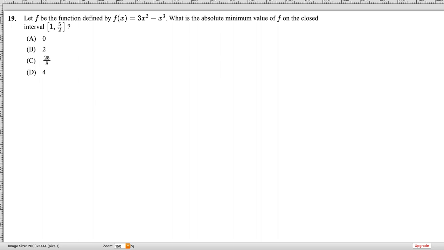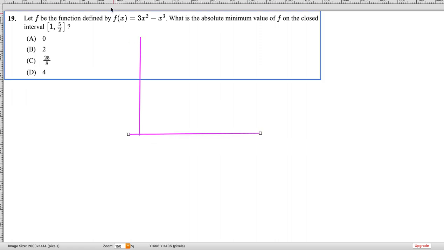In this case, what we have is that they give us this function, and essentially what we're going to be utilizing here is the extreme value theorem. What I'd like to do is get an idea of what's happening to this function on that interval really quickly. It wouldn't be very hard to get an idea.